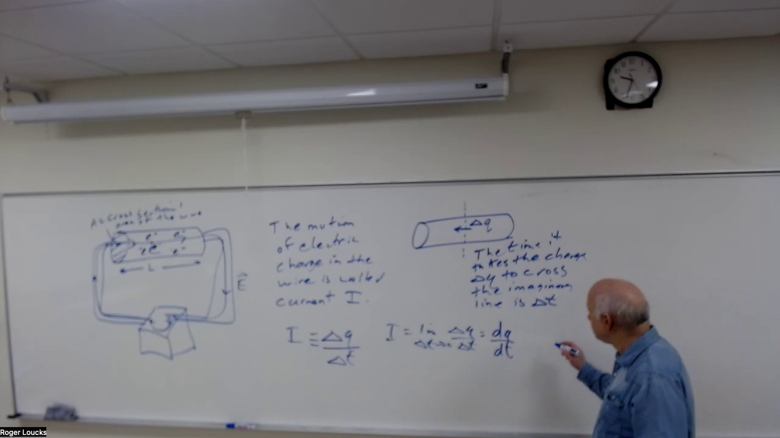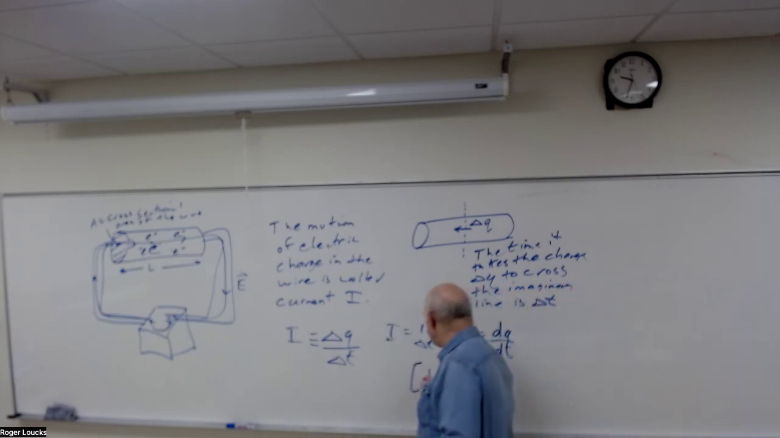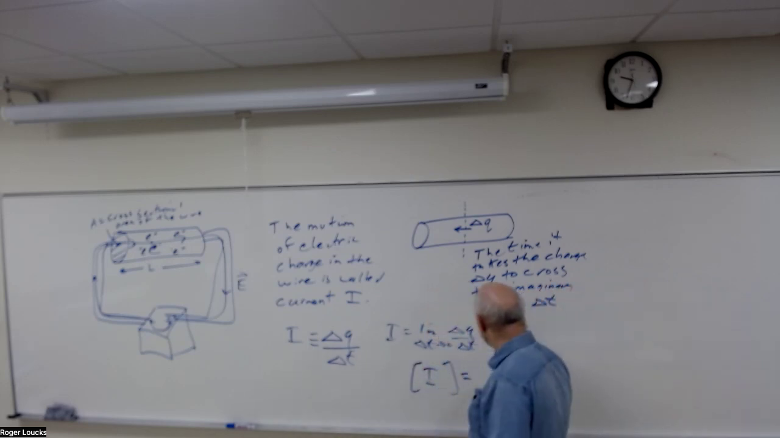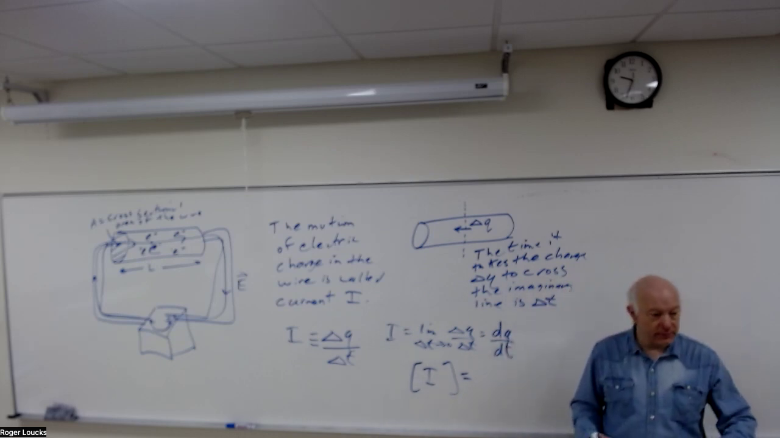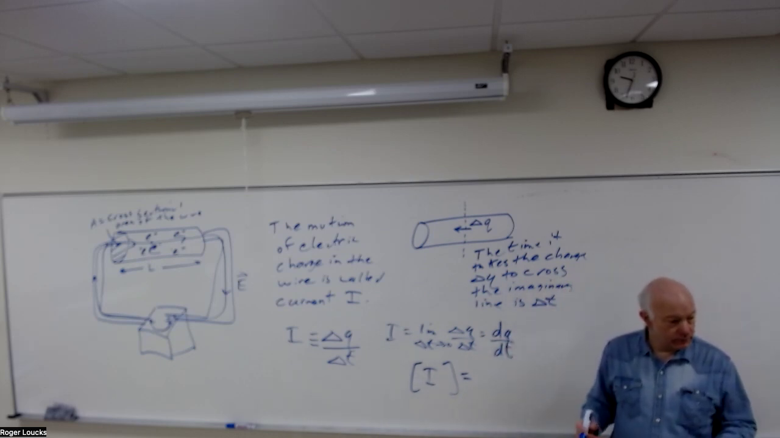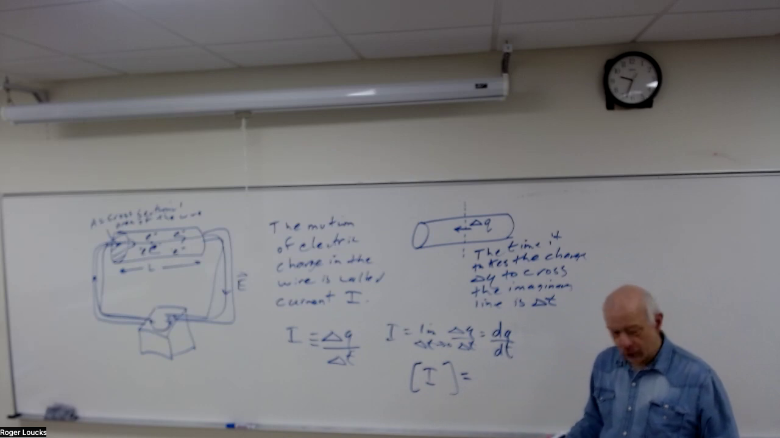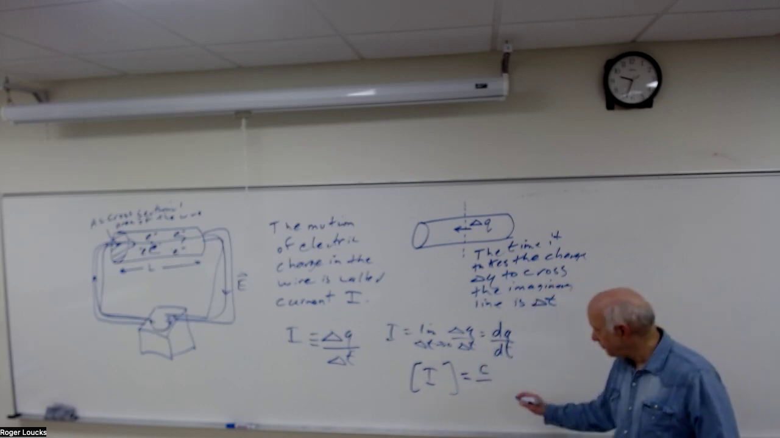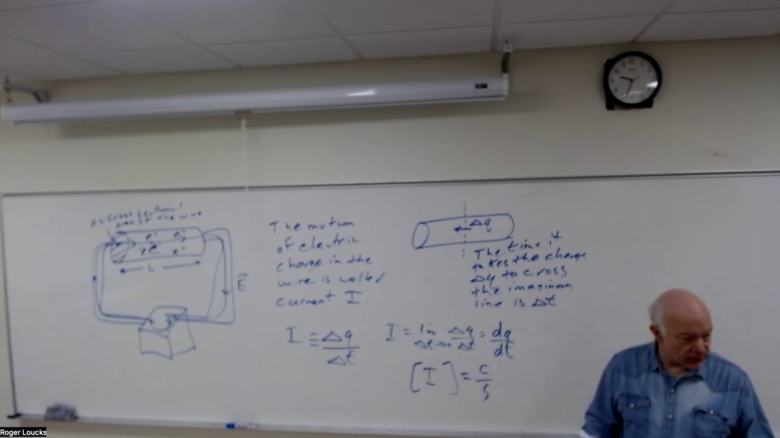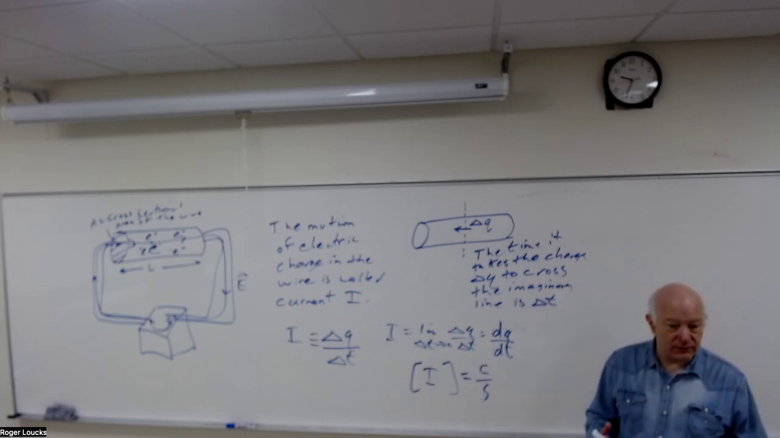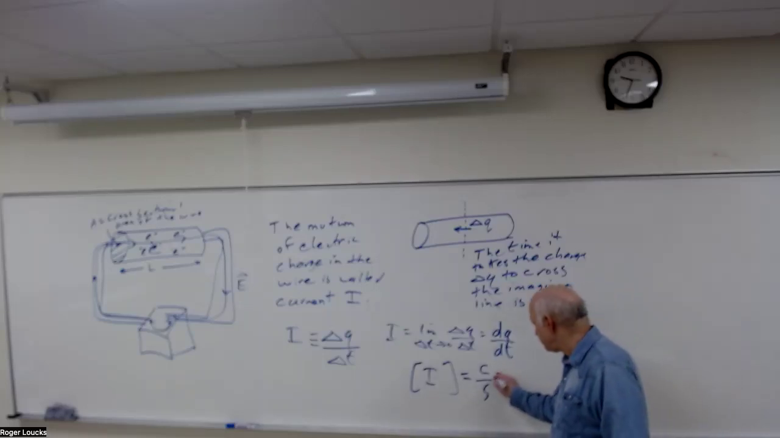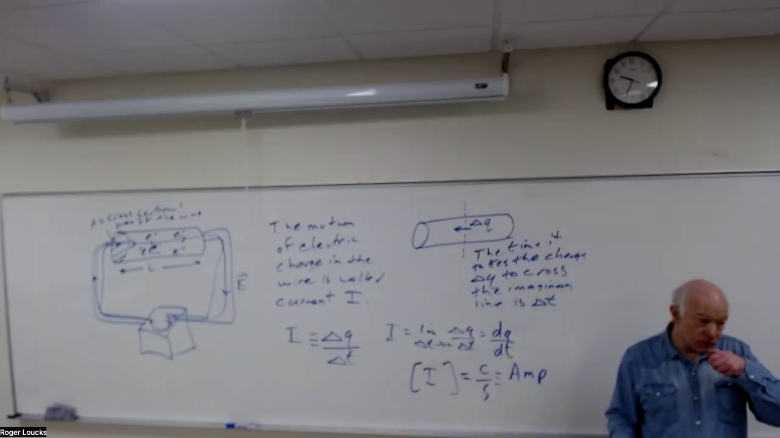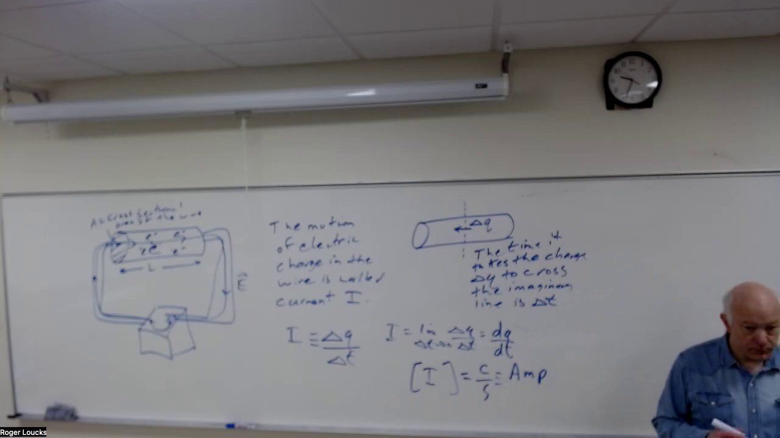This is the definition of a derivative, dq dt. So your current is by definition dq dt. Let's get the units for this. What do we measure dq in? If it's charge, coulombs. What do we measure time in? Seconds. So we have a coulomb per second. A coulomb per second is by definition an amp. So we measure current in terms of amps.